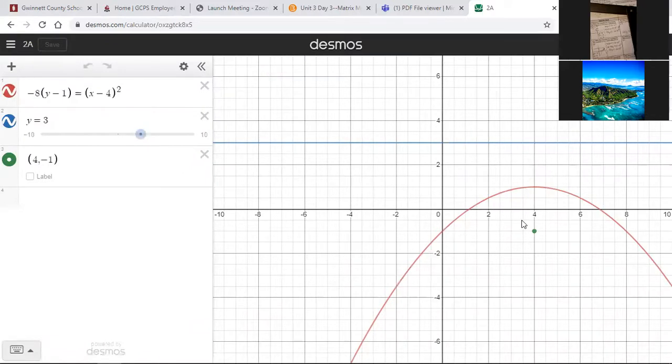This drawing on here looks very similar to the one that I made. I didn't add in the focus on the drawing that I just did, but if we went down 2 more points, that would take us down to -1 for our focus, which is where this is, with a directrix at y equals 3 and a vertex at (4, 1).